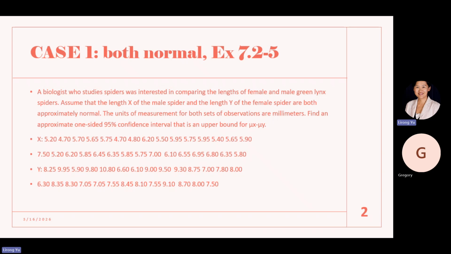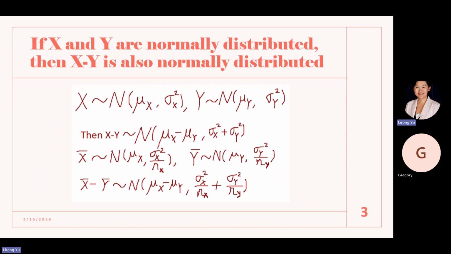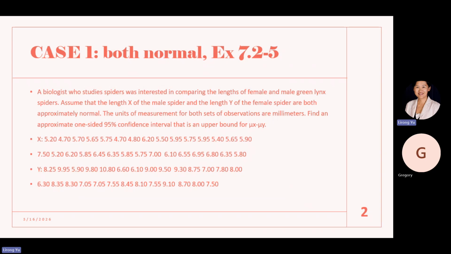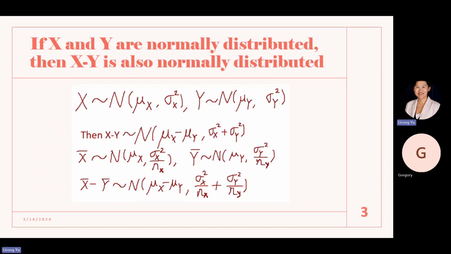We want to find an approximate one-sided 90% confidence interval. That is an upper bound for mu X minus mu Y. So another thing is we're not trying to find a two-sided interval. We're just looking for a one-sided interval. That means the alpha is 5%. The alpha does not have to be divided by 2 since we're only looking for the one-sided interval, right? So after realizing those data, we should be estimating the difference between the two populations.